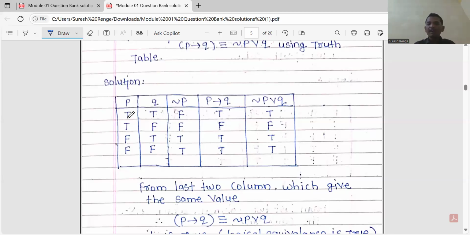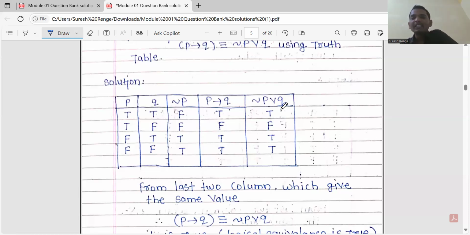First row, the first value is true and the second value is true. True implies true gives true. First value is true and second value is false. True implies false gives the result false. False implies true gives the result true. And false implies false gives the result true.